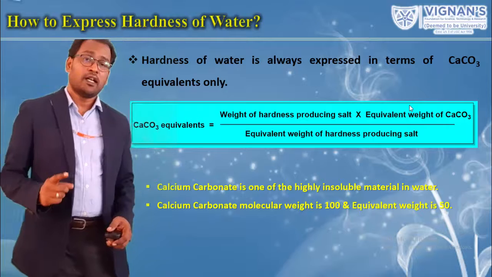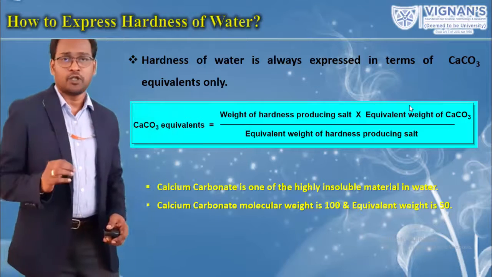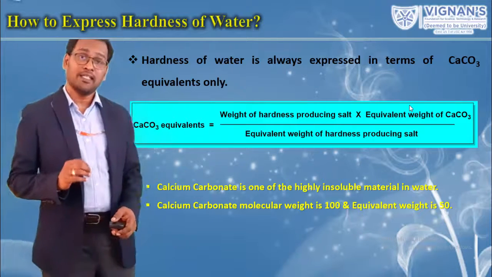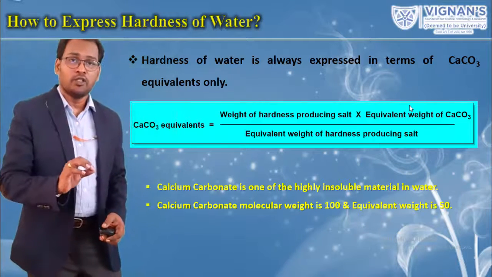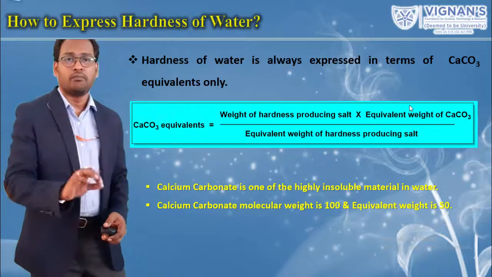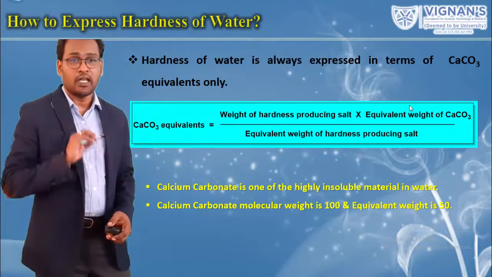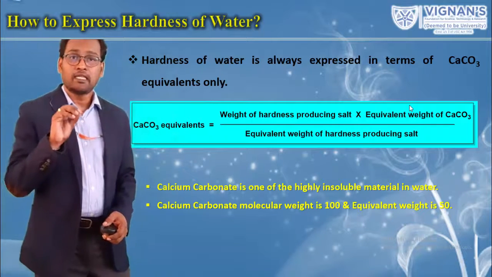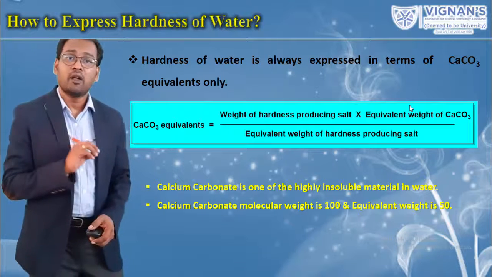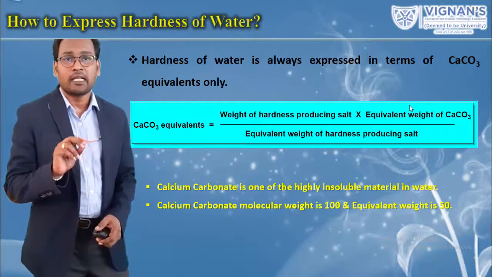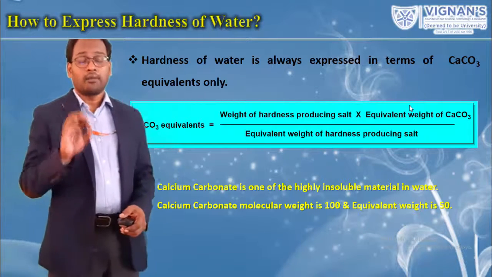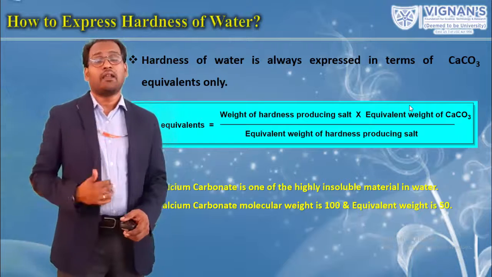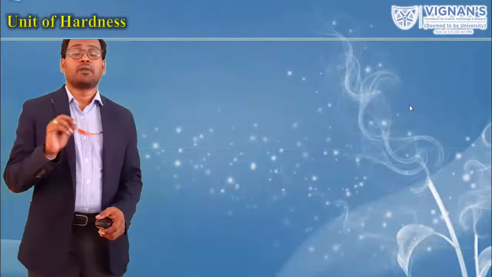Clear? So the question is, why has calcium carbonate been chosen as a standard? The answer is that calcium carbonate is the maximum insoluble salt, it is commercially available, and it has a molecular weight of 100 and an equivalent weight of 50, which makes the calculation easier. These are the reasons why calcium carbonate has been chosen to calculate hardness in calcium carbonate equivalents.